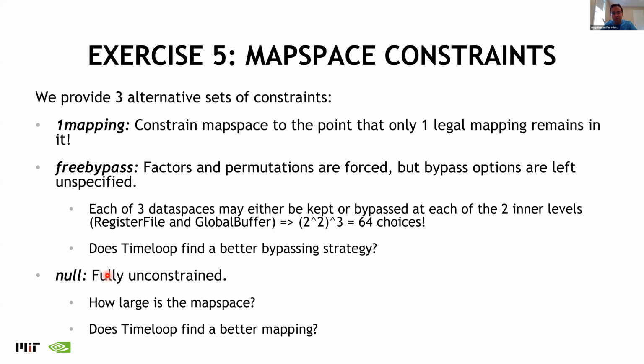And then we also have another example, which is an example set of map space constraints which is null, which is completely unconstrained, and the mapper runs an exhaustive search, and you can see if completely leaving it unconstrained allows Timeloop to find an even better mapping than the free bypass version or not.